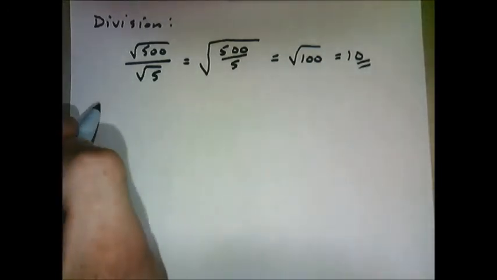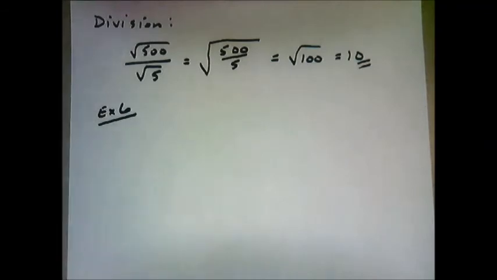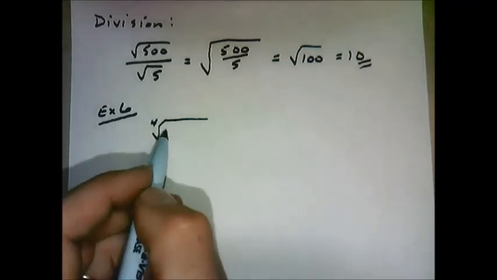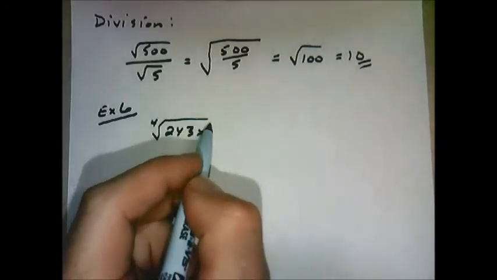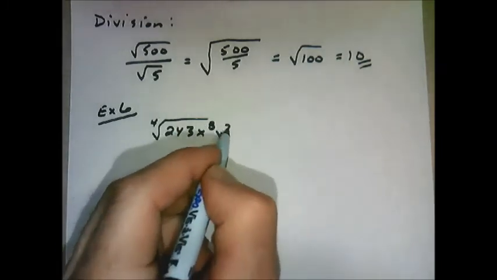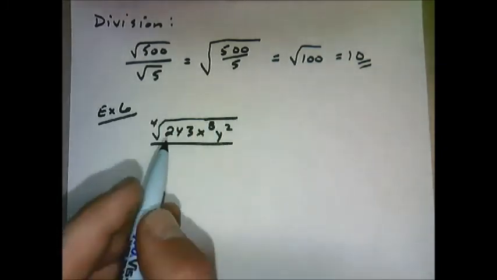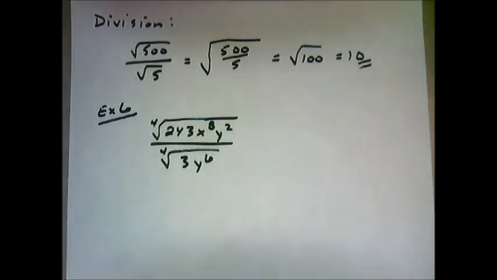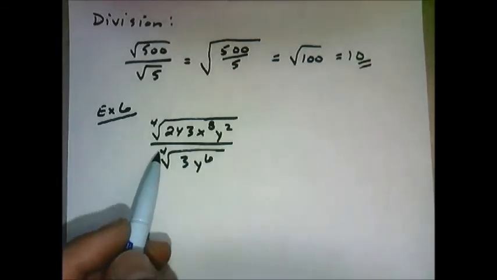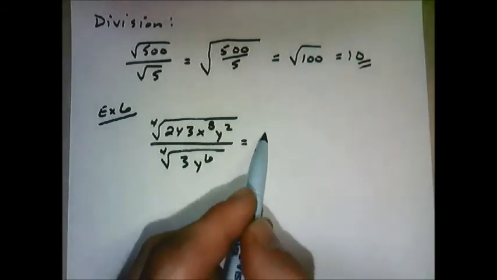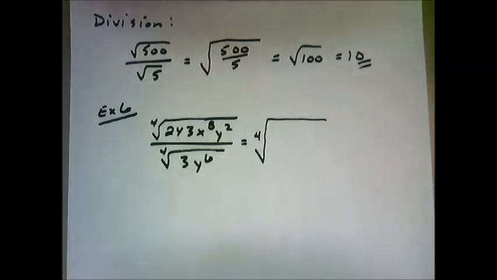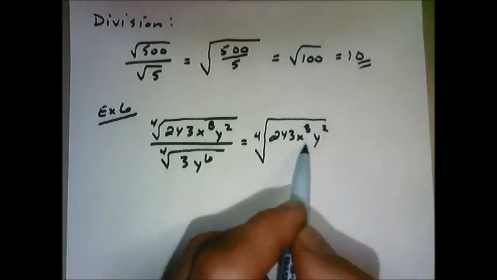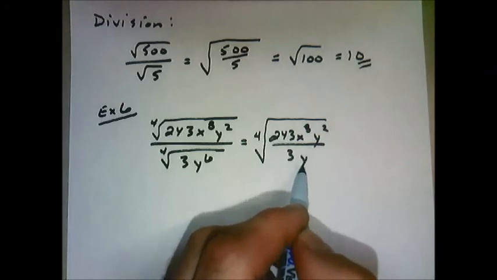Now in our next example, which would be example 6, I'm going to look at a little more complicated problem. Here I'm going to take the fourth root of 243, x to the 8th, y squared, divided by the fourth root of 3, y to the 6th. Now, again, since my indices are the same, I can write it as one large radical. So I have the fourth root of 243, x to the 8th, y squared, divided by 3, y to the 6th.